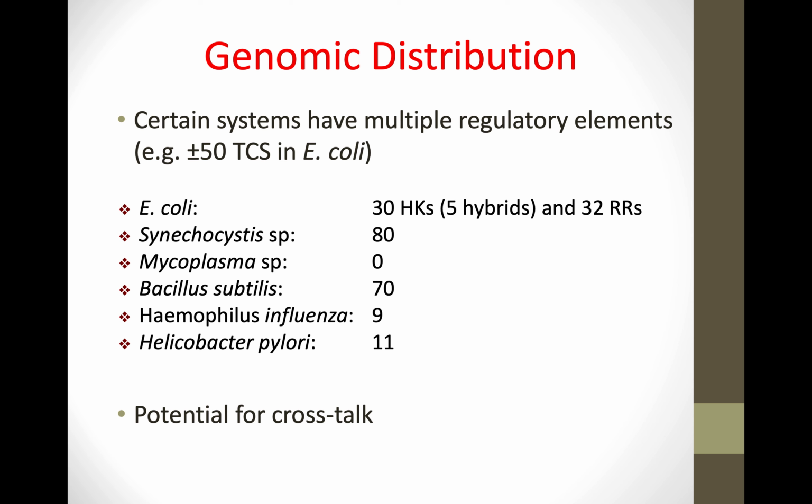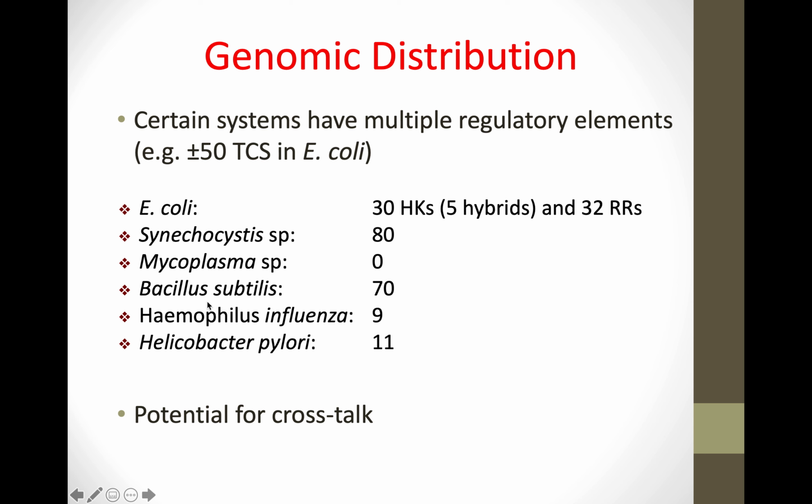Now, in terms of genomic distribution, certain systems have multiple regulatory elements, for example, E. coli. As you can see, in E. coli there are more than 50 TCS alone. Each bacterium usually has more than one TCS, and the names vary from one to another. In E. coli, there are more than 50 TCS, with histidine kinases, 5 of them hybrids, and 32 response regulators. The types of histidine kinase and response regulator could be similar, but how they work, or how they react upon receiving the stimulus and giving out the output, is different.